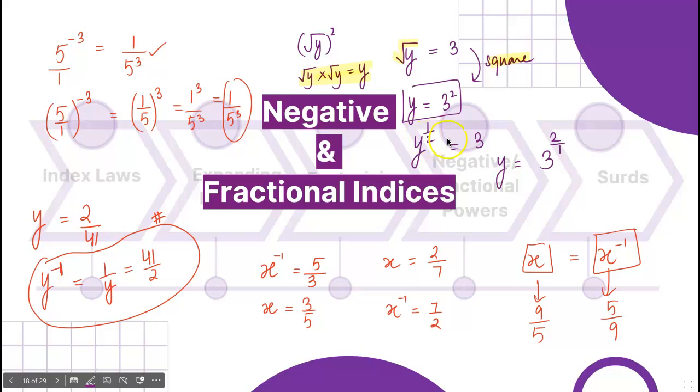If we just focus on this, because this is the main concept building time, right? So you have y with some fractional indices. If you want to get rid of that fractional index, the reciprocal will become the power of the right side term.